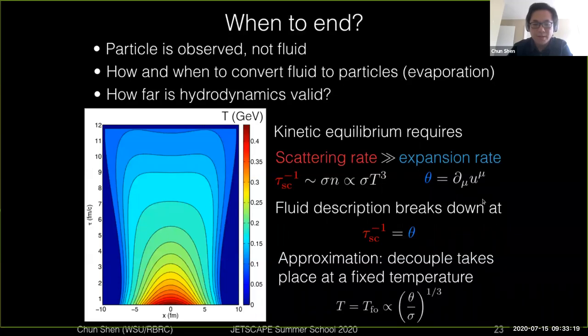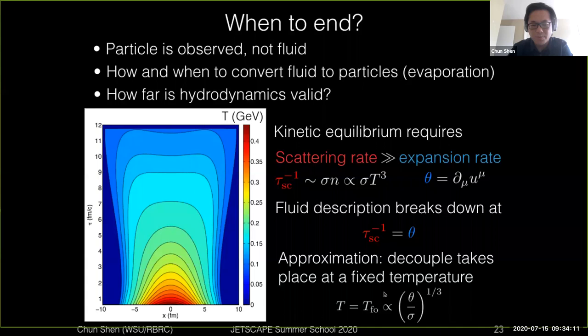And the expansion rate is basically the expansion rate of the gradient of the local fluid cells. So we can expect the fluid description to start to break down when the scattering rate is about the size of the expansion rate. If you use these approximations, you will find that the breakdown happens at roughly a fixed temperature, where the temperature is proportional to the expansion rate over the underlying cross-section to the one third. That gives you a criterion to pick a freeze-out temperature, which helps you determine when and where you want to convert your fluid cell into particles.